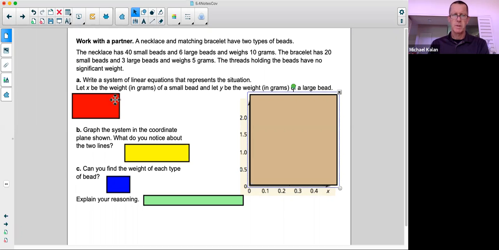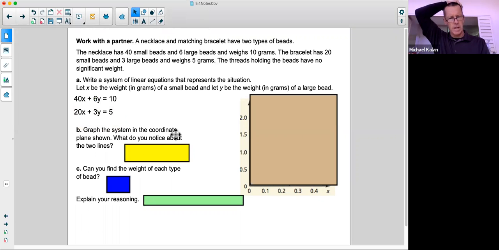Let x be the weight in grams of a small bead and y be the weight of a large bead. So don't we know that the weight of the small beads plus the weight of the large beads equals the total weight of the necklace, and then the same for the bracelet, right? So go ahead and write your equation. Did you get 40x plus 6y equals 10? Right, 40 small, 6 large equals 10. And then for the bracelet, 20x plus 3y equals 5.